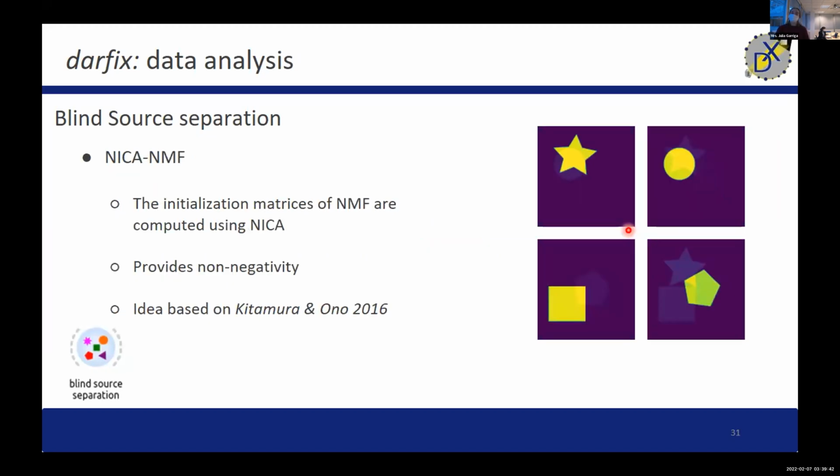And the final method is the combination of NICA and NMF. Basically, we use NMF, but using as initialization the output of NICA. So we use the NICA components to start the method in NMF and have a unique solution. This method provides both non-negativity and solves the initialization problem. And as we can see here, it's the method that actually gives the best results.